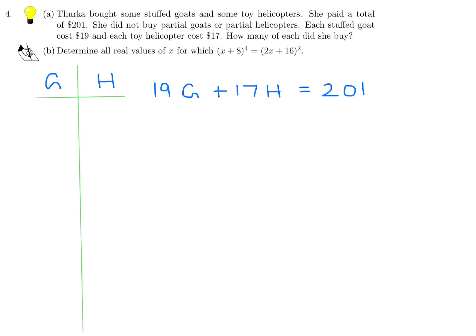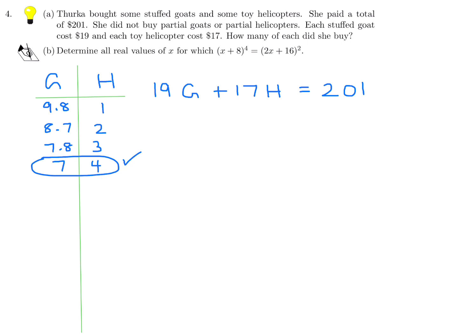All right, so let's see. And calculators are allowed, so you can just start plugging away. If H is 1, we get about 9.6, so that's not an integer solution, because the number of goats has to be an integer and the number of helicopters has to be an integer, because they've told you she does not buy partial goats or helicopters. So when H is 2, you get 8.7. When H is 3, you get 7.8. When H is 4, you get 7. So this is an integer solution.